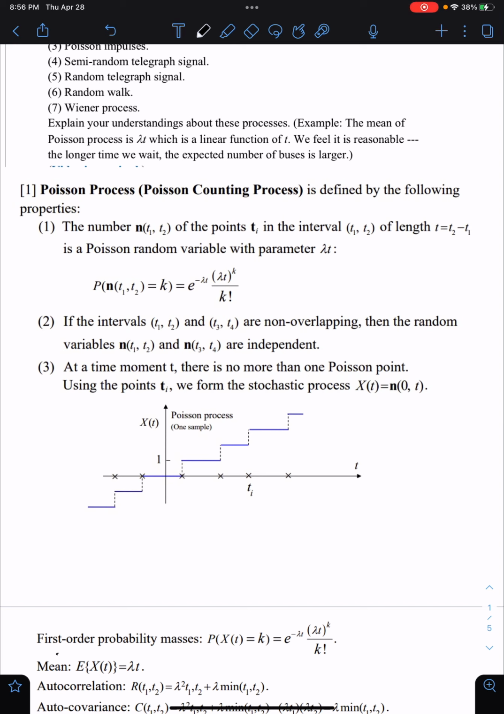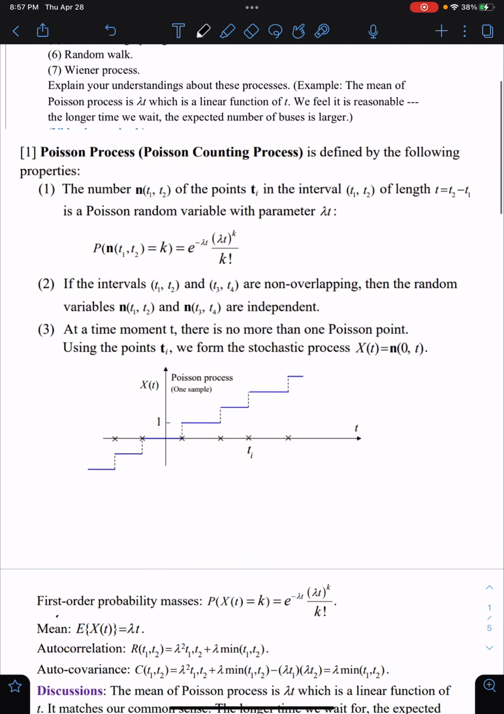Second, if the intervals (t1, t2) and (t3, t4) are non-overlapping, then the random variables n(t1, t2) and n(t3, t4) are independent. The third is that at a time moment t, there is no more than one Poisson point. Using the points ti, we form the stochastic process big X(t) equals n(0, t).